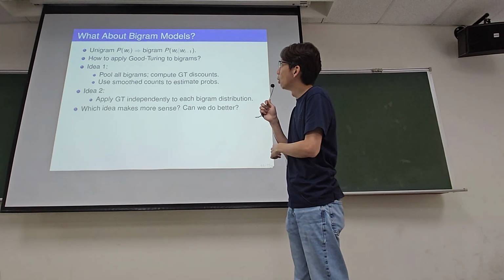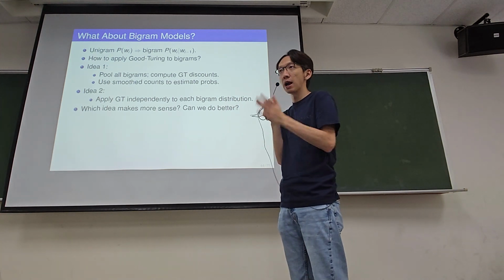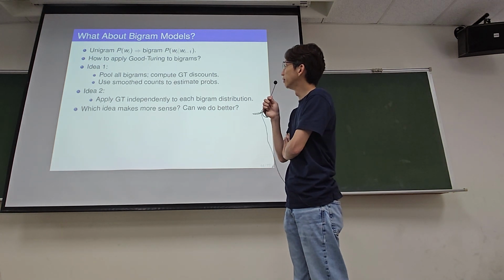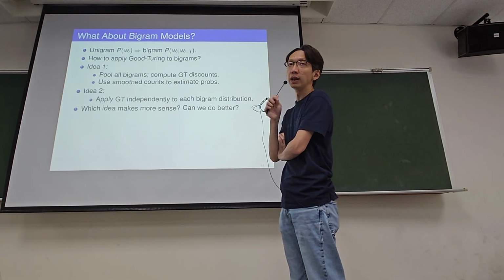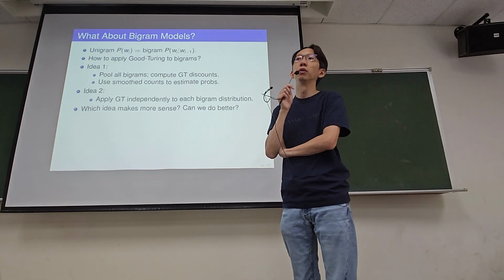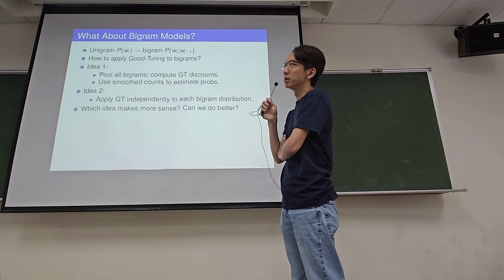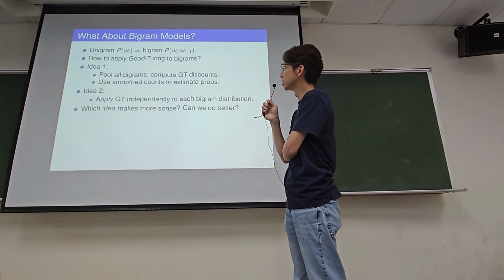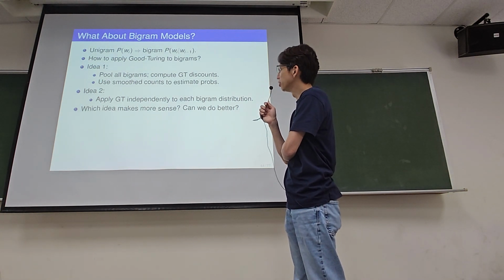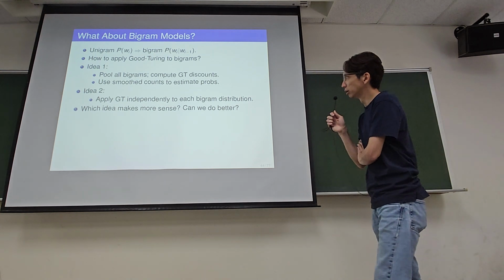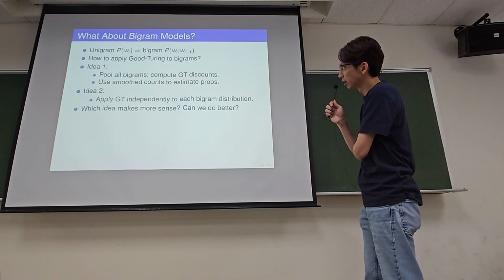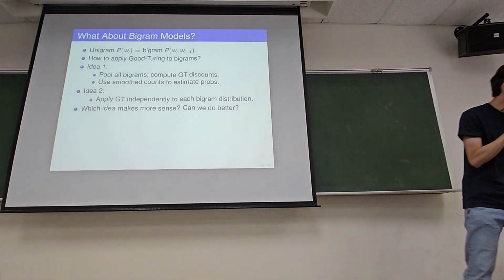Now if you have this kind of n-gram issue, bigram, trigram, how do we apply Good-Turing to bigrams? There are two kinds of ideas. You treat a bigram like another unigram: you pool all bigrams together, compute the Good-Turing discount, and use the smooth counts to estimate probability. Or you apply Good-Turing independently to each bigram distribution. Which idea makes more sense? Can we do better?